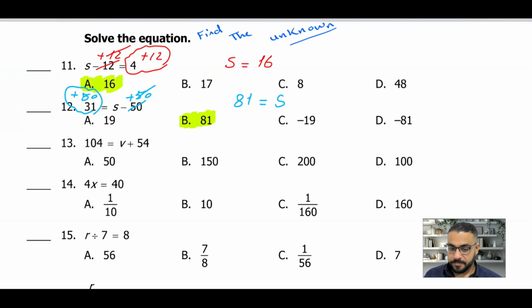Number 13, I got V plus 54 equals 104. I have addition now. So how to cancel it? Using subtraction, right? So I'm going to subtract 54 from both sides. Canceling this number will give us V. And on the left-hand side, 104 minus 54 gives us 50. So the correct answer is 50.